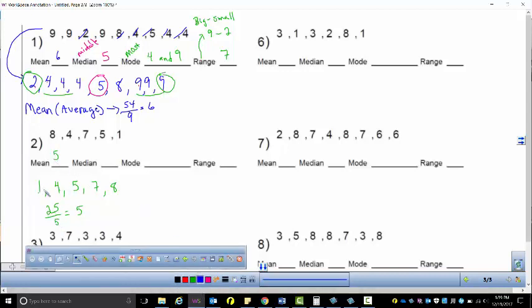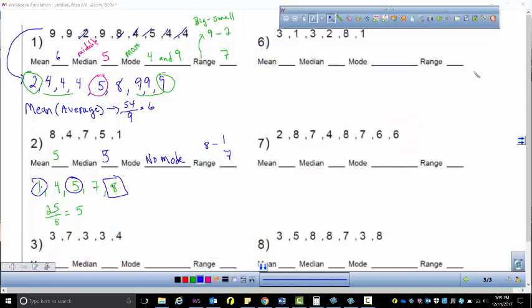My median is the middle. 5 is the middle. My mode is the number I see the most, or the one that repeats. There's nothing that repeats. So here we would just say no mode. The range is the biggest number, 8, minus the smallest number, 1, 7.